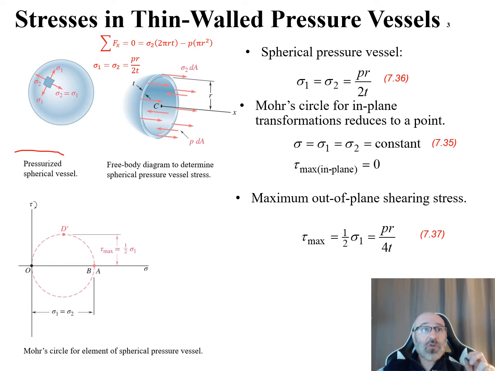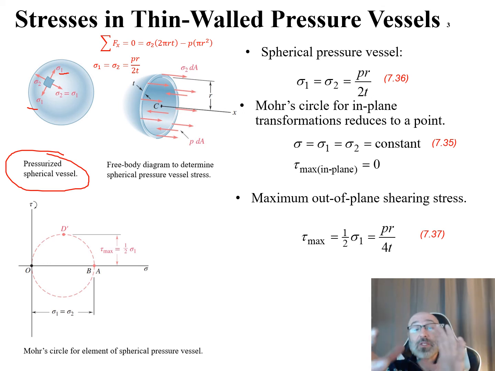So we have this pressurized spherical vessel here, and what we can see in this is we have our sigma 1 and our sigma 2 here, but regardless of which direction each one of these is in, they're going to be equal to each other. It's a sphere. No matter how we cut it down the middle, it's going to be the same. So our sigma 1 is going to be equal to our sigma 2, so we can still cut this in half and do our free body diagram. So that's what we do. In this relationship, we can see we have a free body diagram to determine our spherical pressure vessel stresses.